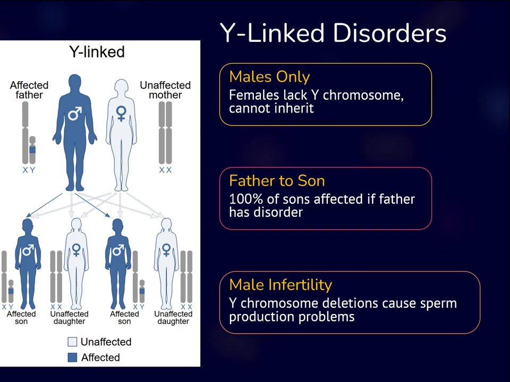For Y-linked disorders, remember that only males have a Y chromosome, so these disorders only affect males. A father with a Y-linked mutation will pass it on to all of his sons. One example is Y chromosome infertility, where missing genes on the Y chromosome lead to low sperm counts, poor sperm motility, or even no sperm production at all.